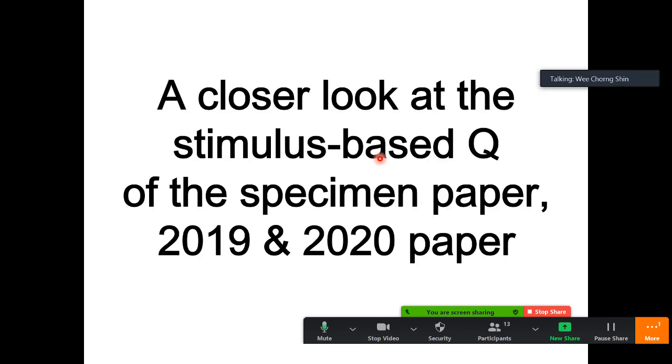Okay, so back then in the workshop we had a closer look at the stimulus-based question of the specimen paper. That was just 2019. Last year we included 2019. This year we included the 2020 paper as well, just to give everyone a glimpse of the kind of question we're expecting.